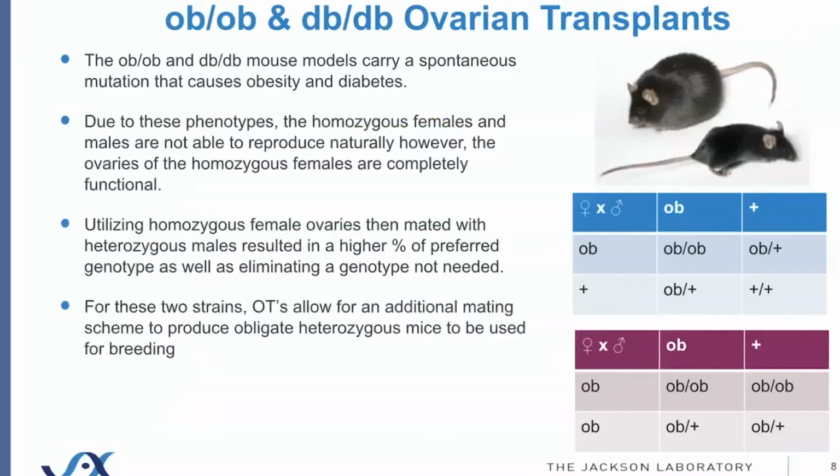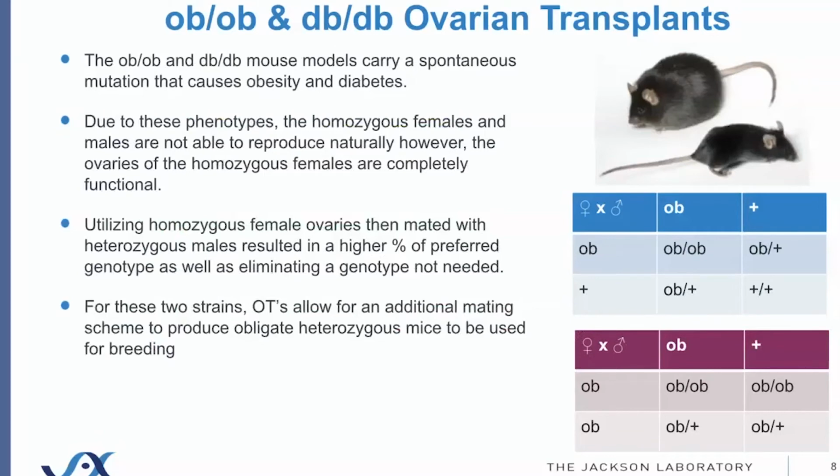And the next example is our OB-OB and DB-DB models. These are models that carry a spontaneous mutation that causes obesity and diabetes. Due to these phenotypes, the homozygous females and males are not able to reproduce naturally, but the ovaries of the homozygous females are completely functional.